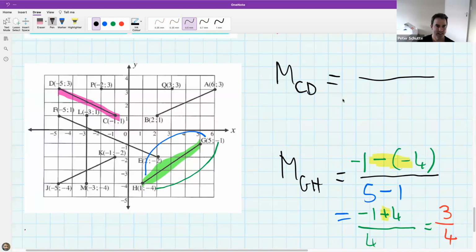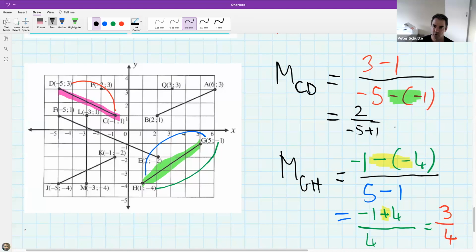And what about CD? I'll start with this one over here. 3 minus 1 on top, because it's the y's that we always do first, and then on the bottom it's negative 5 minus negative 1, because remember the gradient formula has subtractions in it. So we have 2 over negative 5 plus 1, which gives us negative 2 over 4, or simplified, negative 1/2.